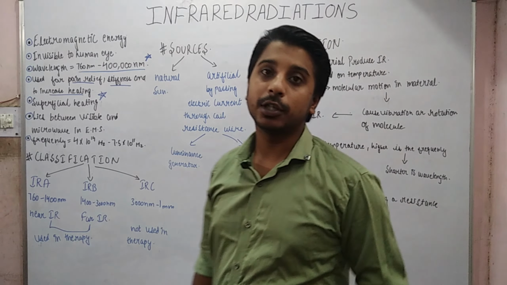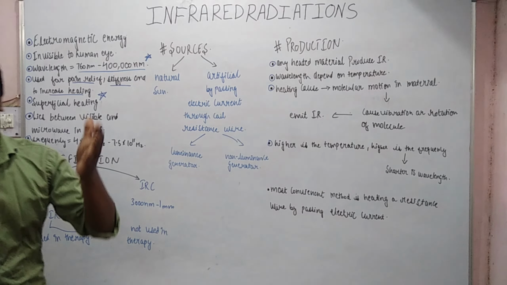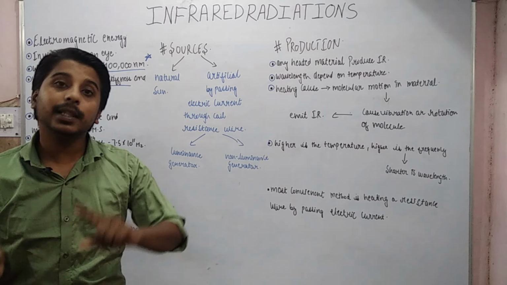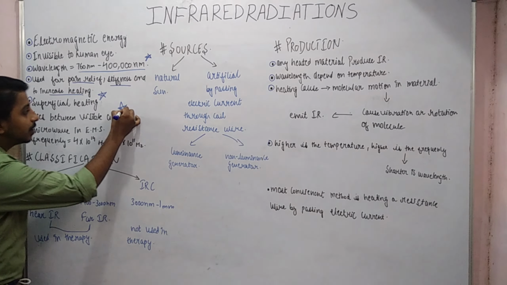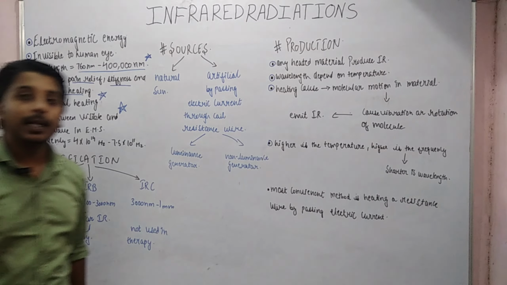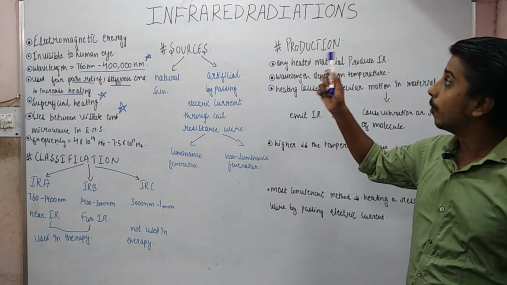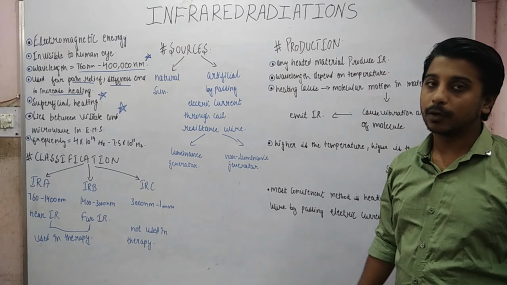Another important question from the Viva is that the infrared radiation lies between which two waves in the electromagnetic spectrum? It lies between the visible and microwave. So we can say IR is lying between the visible and microwave.